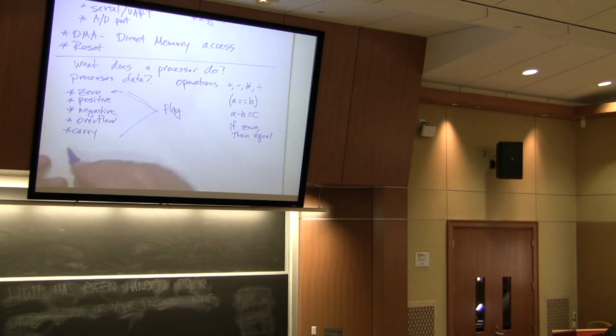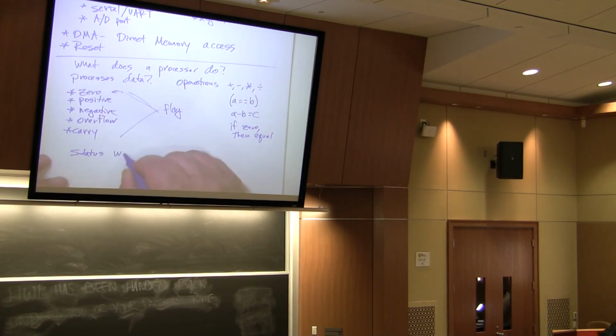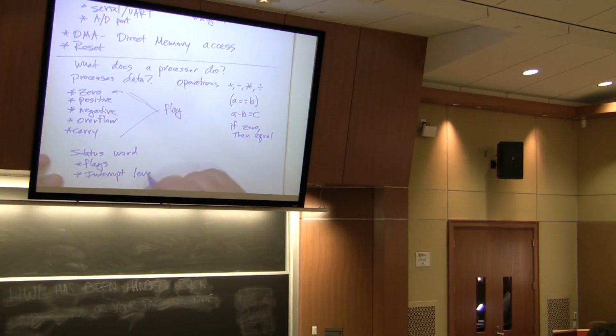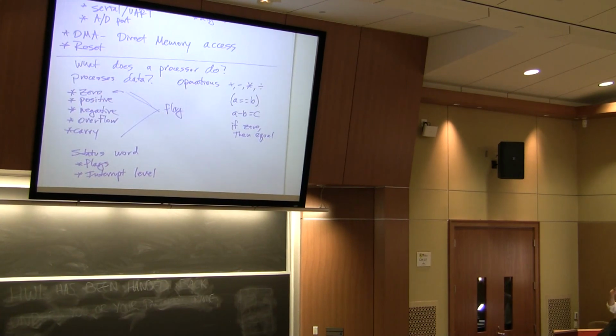By the way, all of these are stored in what's called a status word. So our status word has some wonderful information in it. Not only is it all the flags, but it is also information on the interrupt level. ET guys, have you had interrupts yet? Is that yes or no? Yes. All right. So, interrupt level.